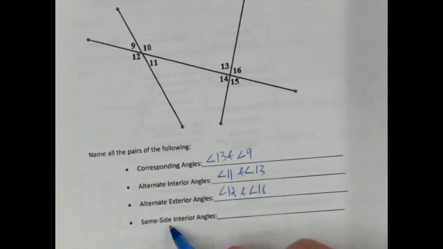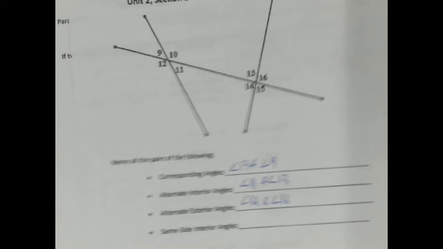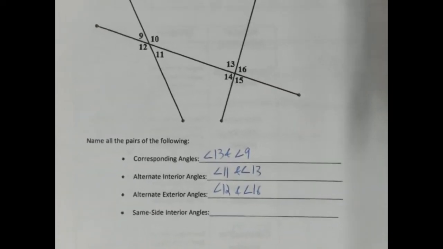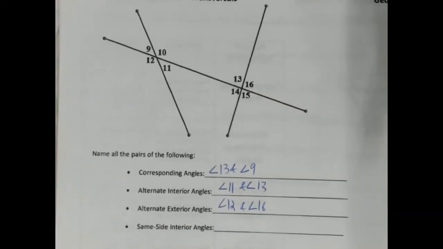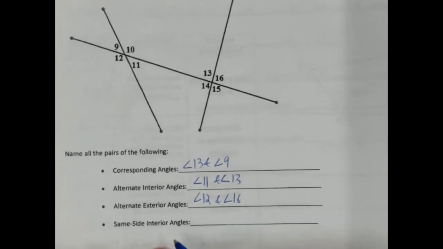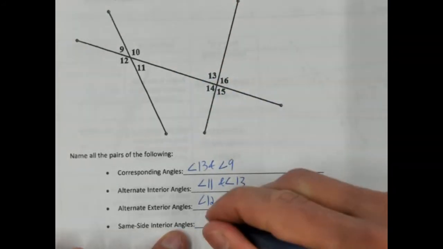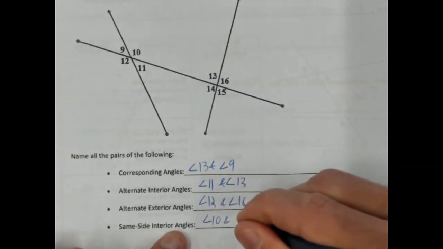Same side. So look, they actually used a different term here. They use same side interior, but remember, it's the same as consecutive. These are the same thing. Because we like to make things confusing in mathematics. We like to give you multiple terms for the same thing, multiple answers. Oh yeah, why make it simple, right? So same side interior angles, we're going to go ahead with 10 and 13. But again, there's another answer for that you can go ahead and find.